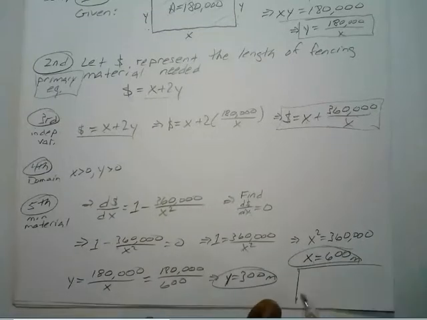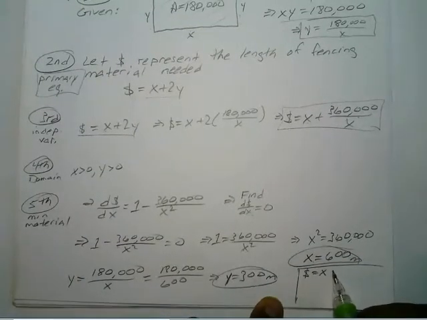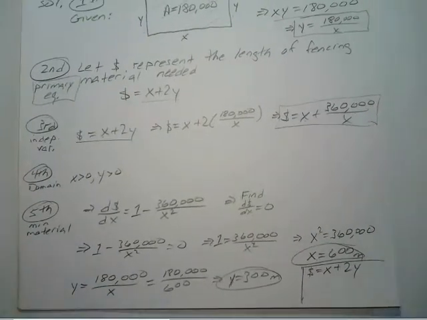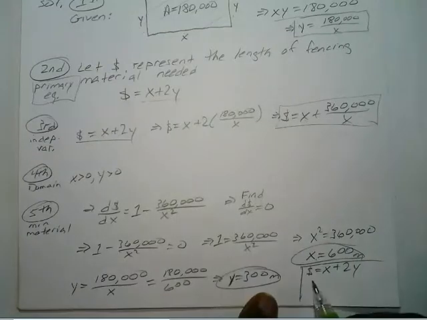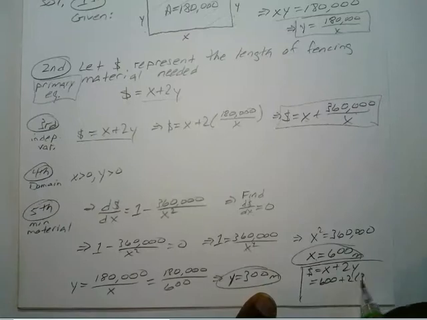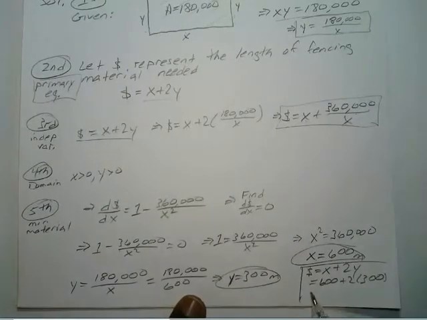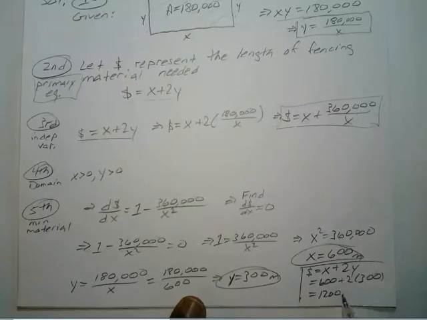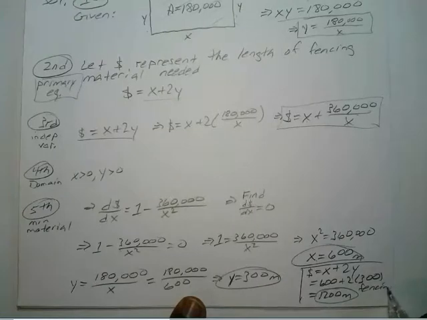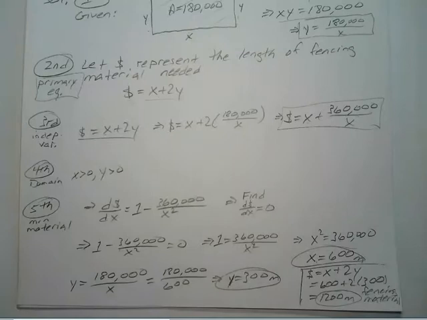Okay, so if the total length of the fencing material needed is x plus 2y, let me straighten that out, then that means it will be 600 plus 2 times 300, or 600 plus 600, so you have 1,200 total meters of fencing material that you would need.